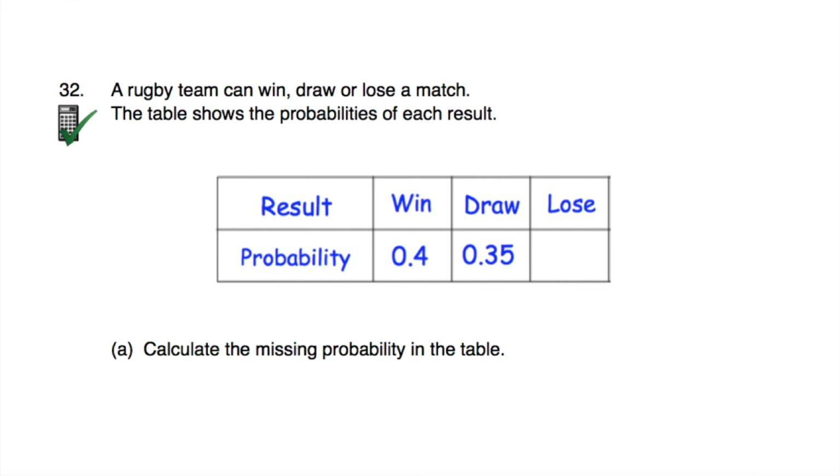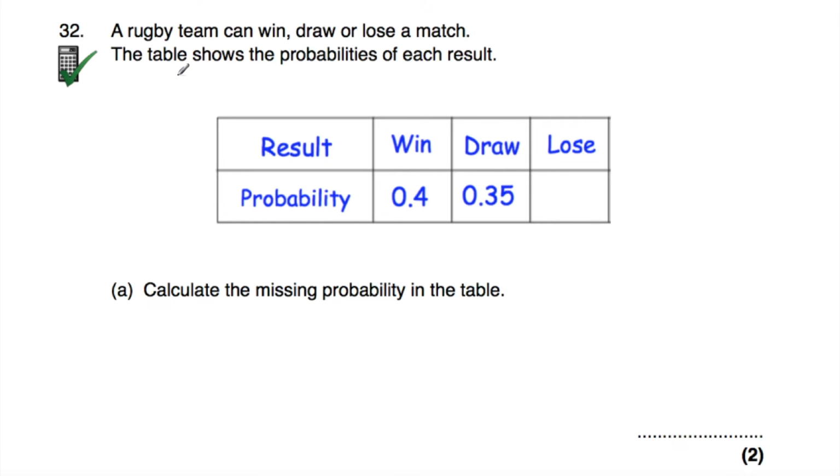Okay, question number 32. We've got this table and it says a rugby team can win, draw or lose a match, and the table shows the probabilities of each result. So the probability that the rugby team win the match is equal to 0.4, lose the match is 0.35, and we've got this missing probability here for lose. And part A says calculate the missing probability in the table. So we want to find this probability, so the probability of the team losing a match.